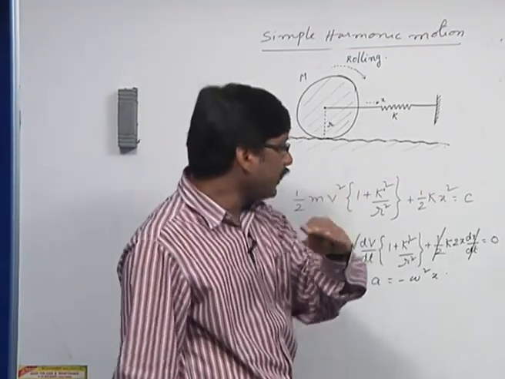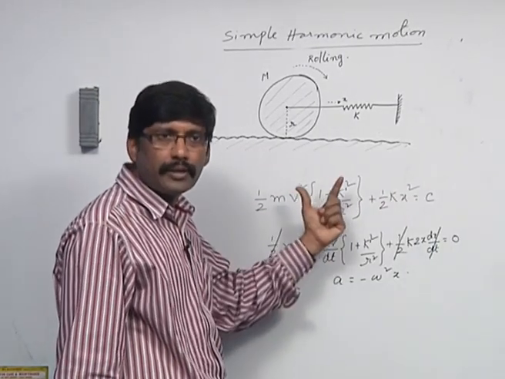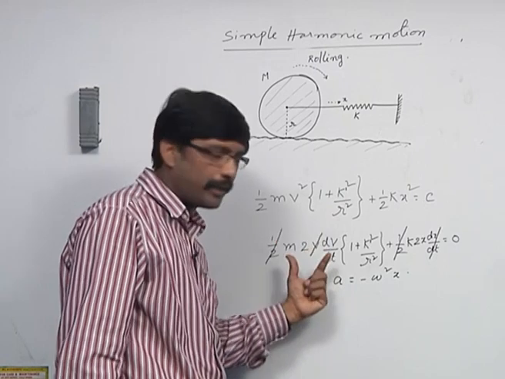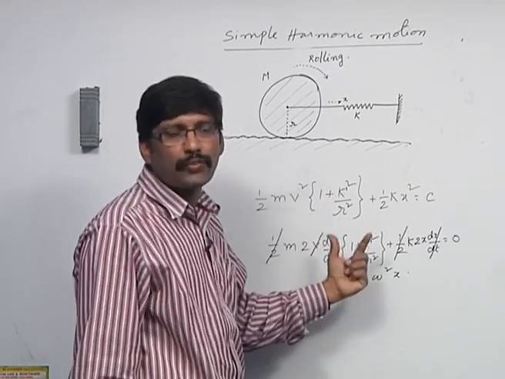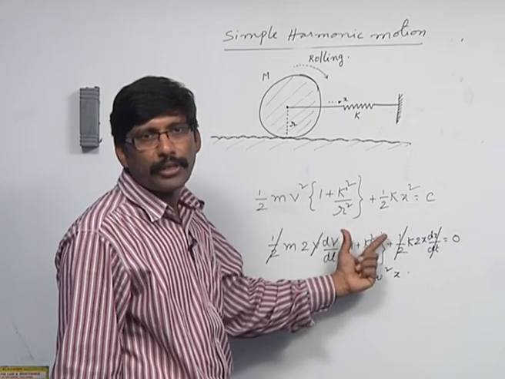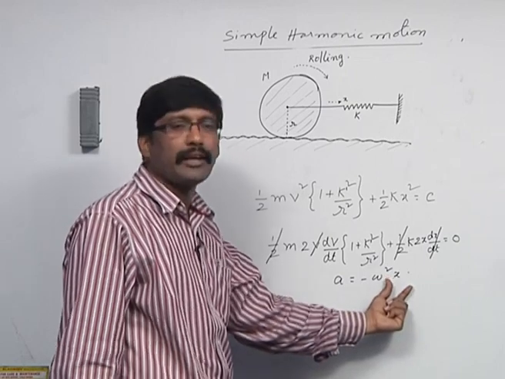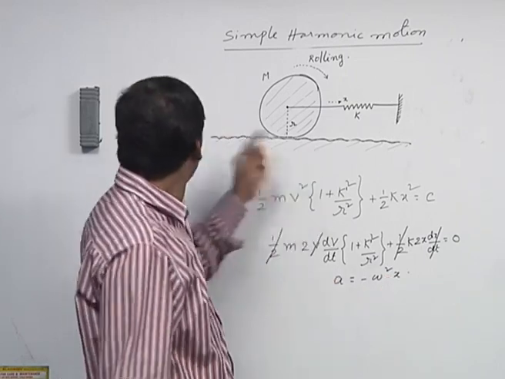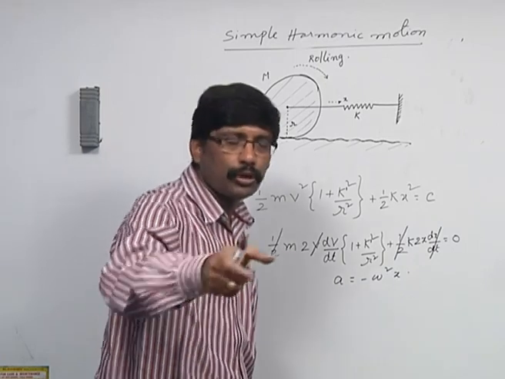The basic idea is to write the total energy expression and differentiate with respect to time, and we will get the required condition for simple harmonic motion, that is, acceleration is directly proportional to x and directed opposite to the displacement. So, this is one important problem where SHM is connected to rolling motion.